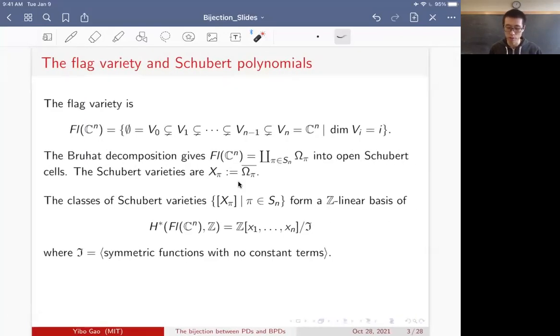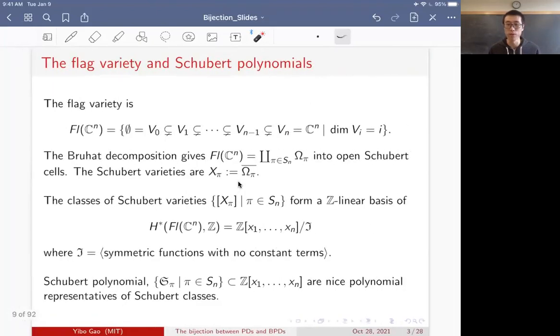And the classes of Schubert varieties, because of affine paving, form a C-linear basis of the cohomology ring of the flag variety, which is isomorphic to the coinvariant algebra. That is the polynomial ring in n variables modulo the ideal generated by the symmetric functions with no constant terms. Well, of course, if it has a constant term, then that will just generate the whole ring. And the Schubert polynomials, denoted by 𝔖_π and indexed by permutations π, are just certain nice polynomial representatives of the Schubert classes.